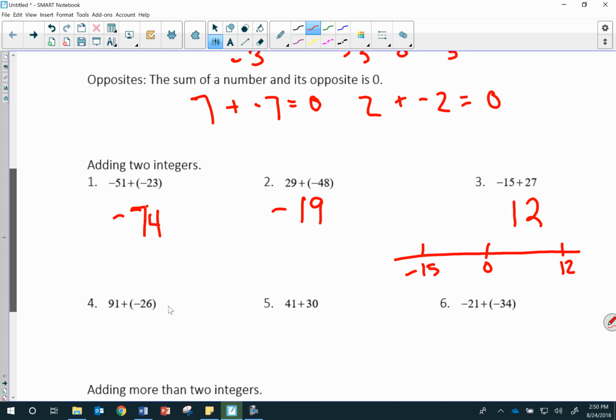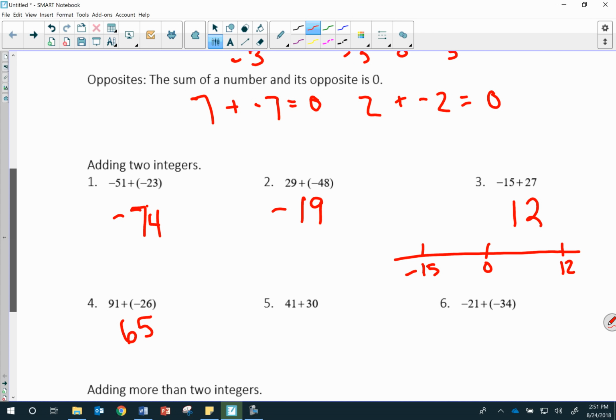Number 4, 91 plus -26. Again, we're going to subtract 26 from 91 to get 65. We're going to take the sign of the larger absolute value, which in this case is 91, so our answer is 65. Number 5 is a simple addition problem that you have seen before.